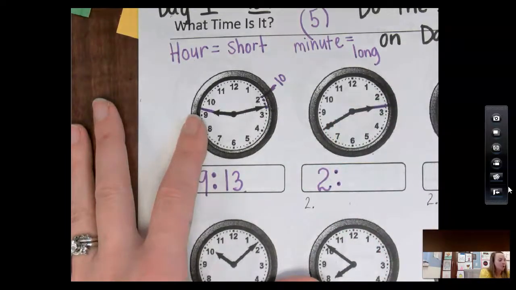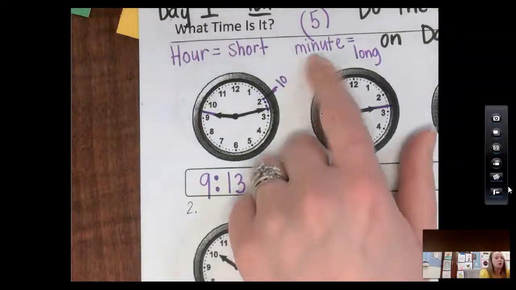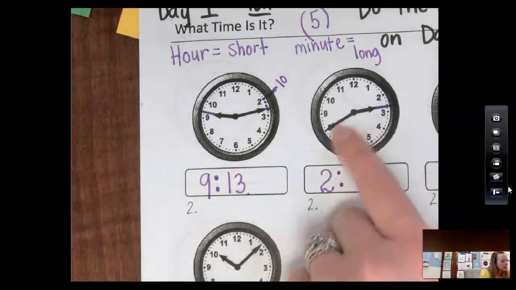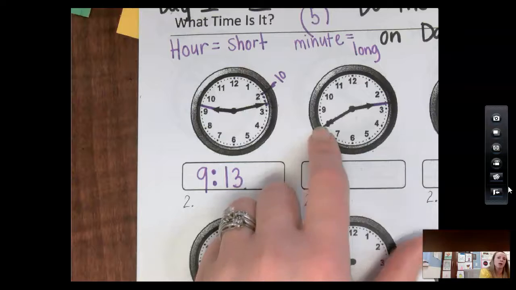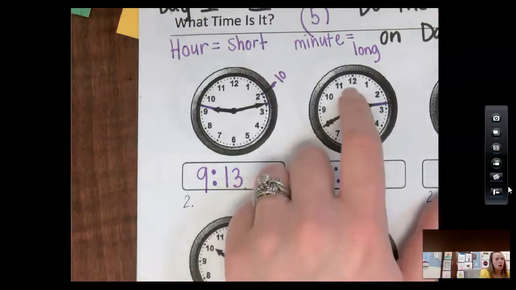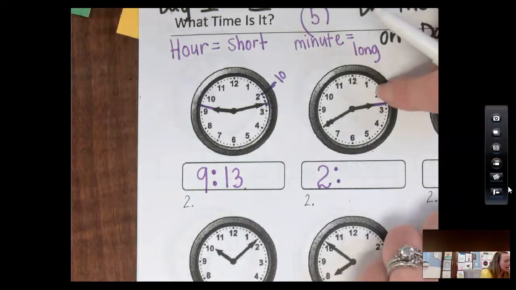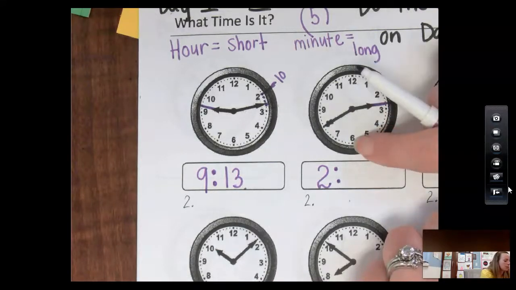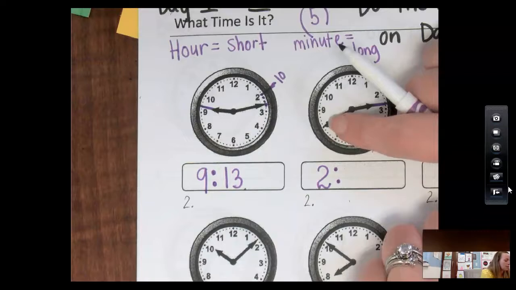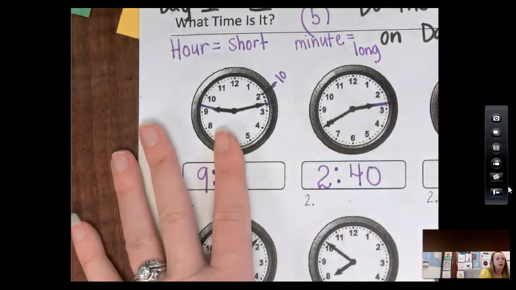All right, now let's look at our minutes. Our minutes is the longhand. Remember, minute is a longer word. So our minute is our longhand. It's right on that 8. So if it's right on, all I have to do is count by fives. We're going to start at the 12 and we're going to count by fives. Here we go. 5, 10, 15, 20, 25, 30, 35, 40. So that is going to be 2:40.